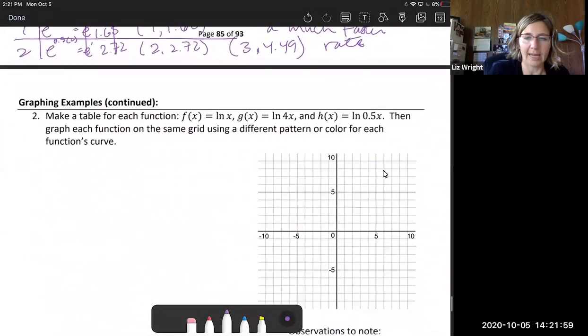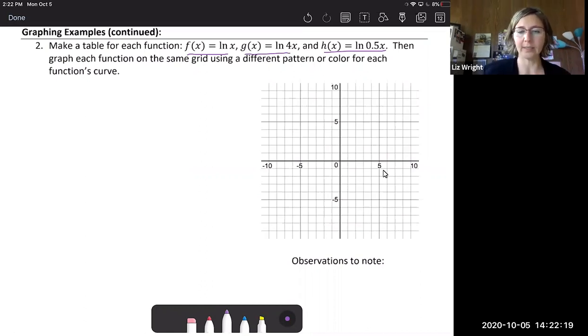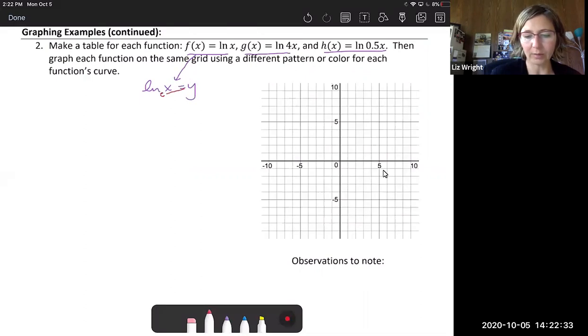All right. So now we're going to look at the natural logs and graphing them. What was our first step 100% of the time when we're graphing logarithmic curves? Hoping you remember this. Our first step always is to convert them into exponential form. So we've got natural log of x equals y, or f of x, but I'm going to put that as y right now. And we're going to do e to the y equals x.